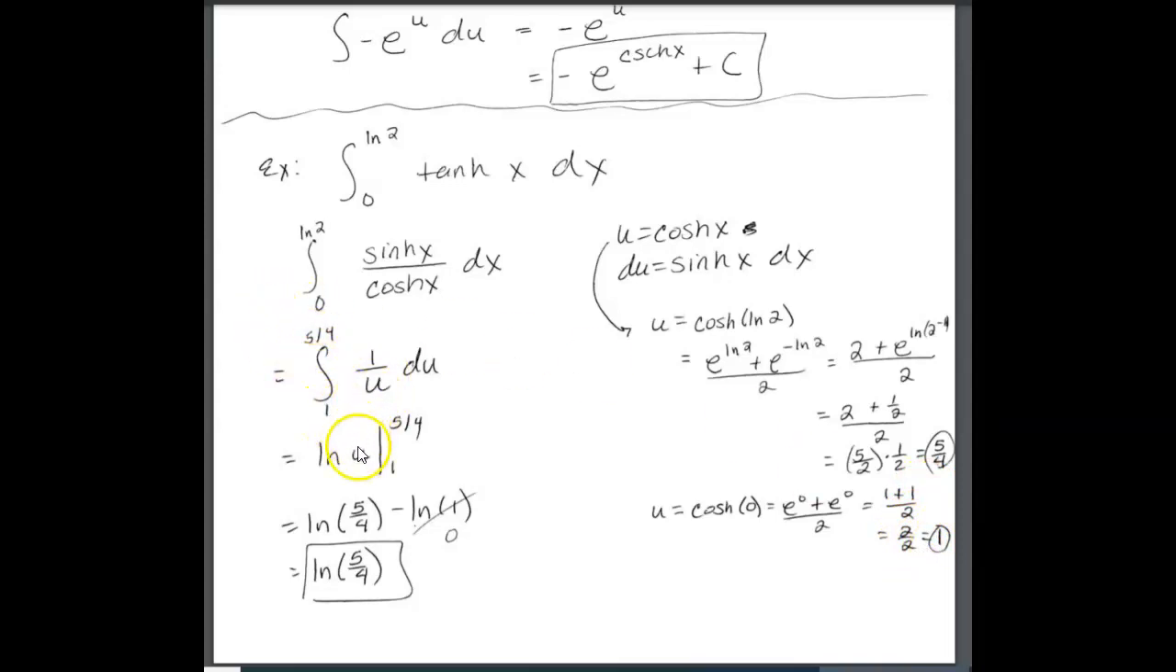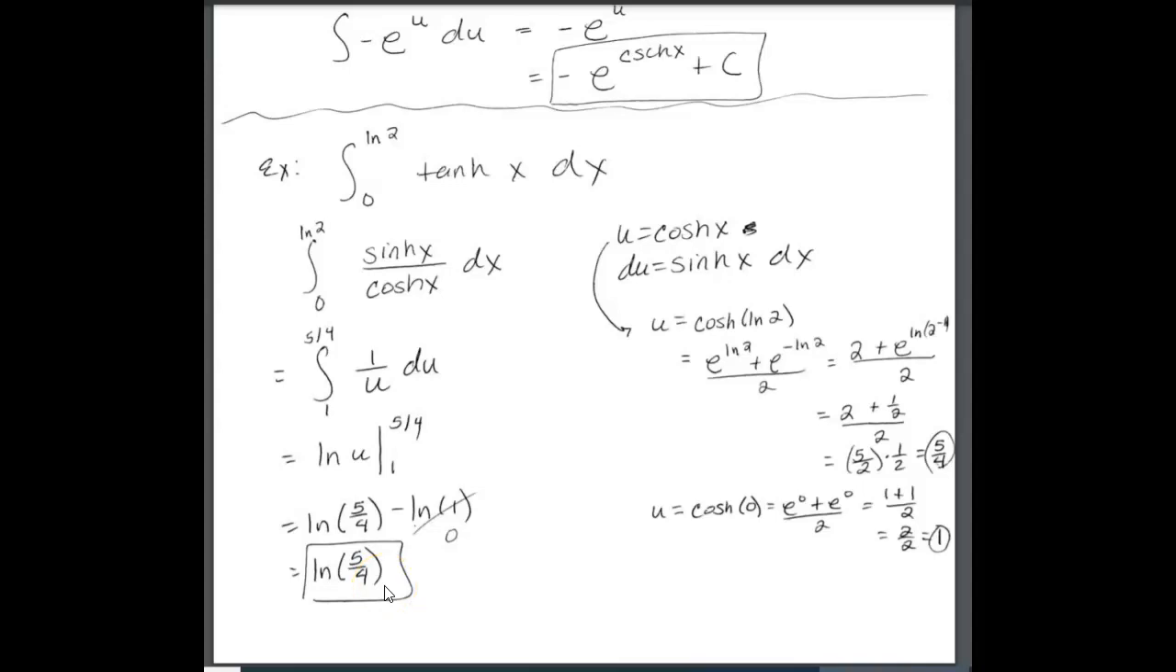So an antiderivative of 1 over u is natural log of u. Evaluate from 1 to 5/4. So natural log of 5/4 minus the natural log of 1. Natural log of 1 is 0. So you just end up with the natural log of 5 over 4.